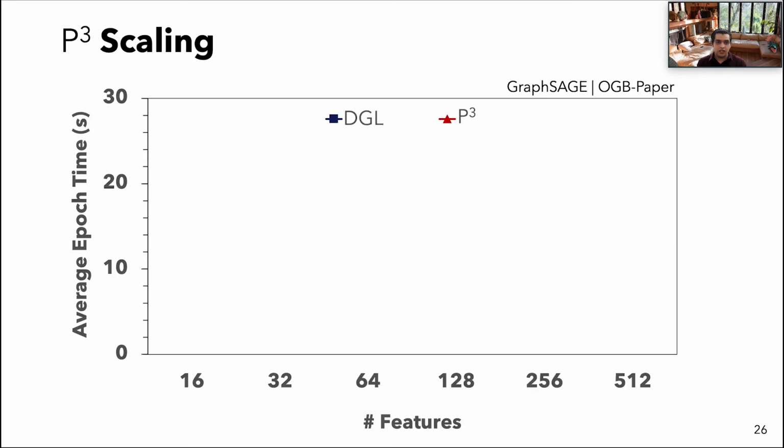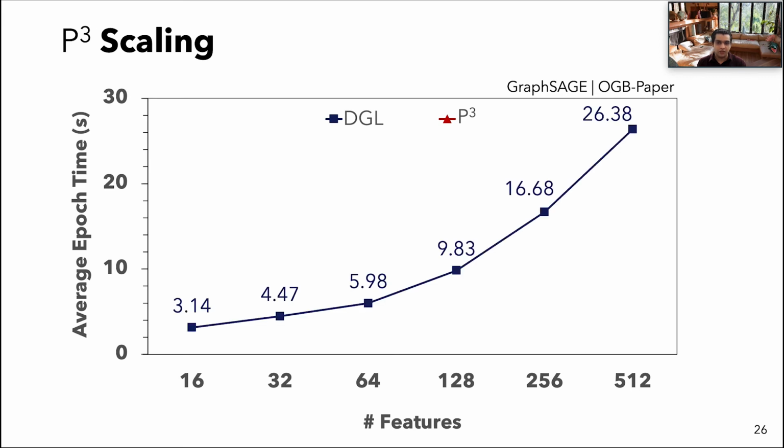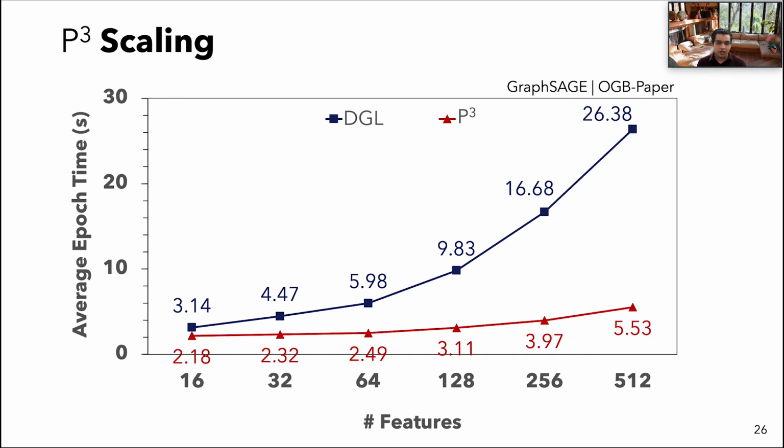The second result shows the scaling characteristic of P-cube as the size of input features grow. The x-axis here shows the feature size and y-axis shows the epoch time in seconds. As we see, DGL exhibits poor scaling characteristic as the feature size increases. Recall that existing frameworks for training GNN, including DGL, move features over network. Therefore, any increase in feature size directly results in increased network communication. Instead, P-cube scales gracefully.